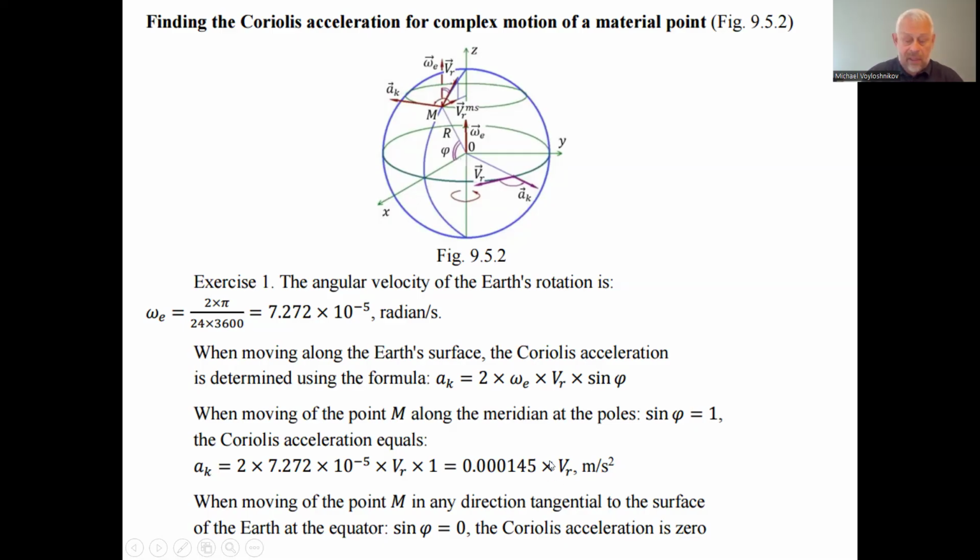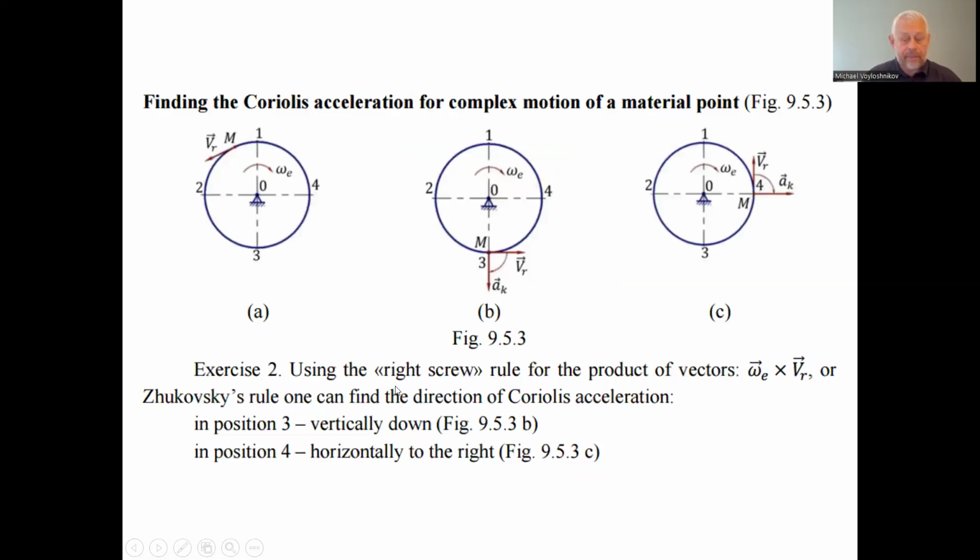For example, for a fast airplane it could be, I don't know, 200 meters per second. If you multiply by 200, the acceleration will be about 0.03. So we have to reduce by 100 and multiply by 200 meters, and about 3 will be here. So 0.03 meters per second squared, depending on the velocity. It's not big, but it is a noticeable acceleration.